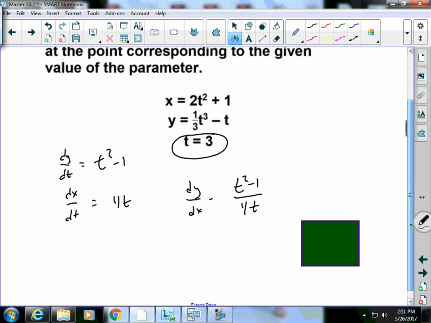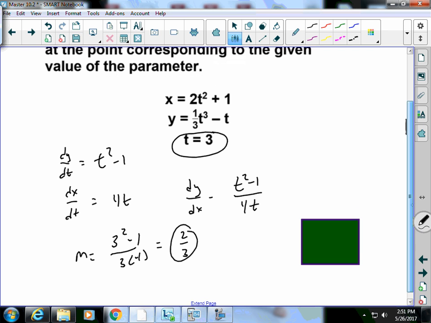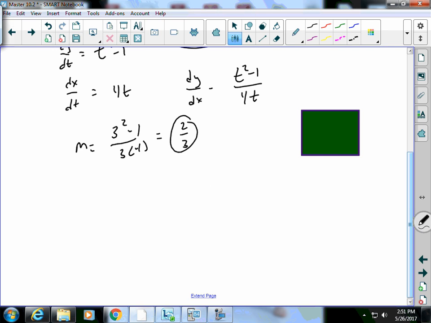We need the slope, and we're told that t is equal to 3. So my slope is what happens at t equals 3. That's 3 squared minus 1 over 3 times 4, and we end up with 2/3. So there's my slope. If I have a slope and I want to find the equation of a line, I can use point-slope, which is y minus y sub 1 equals m times x minus x sub 1.